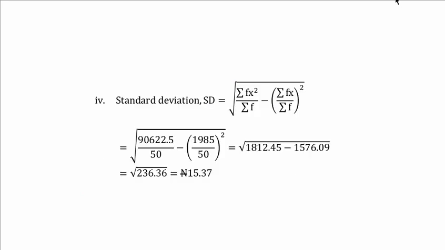Lastly, in that question, we are required to find the standard deviation price. Because we have it without assumed mean, this is the formula. From the table, we know summation FS squared, summation FS, and summation F from the two tables previously. If you insert the respective values in the formula, you have this result. If you divide this and square it, you have this. You divide the first term, you have this. After subtraction, this is the result. And when you take the square root to two decimal places, you have 15 naira 37 kobo.